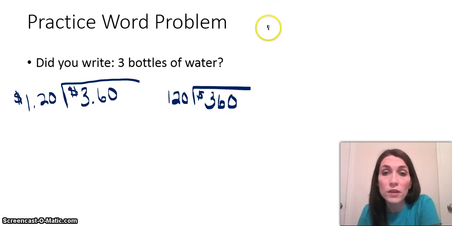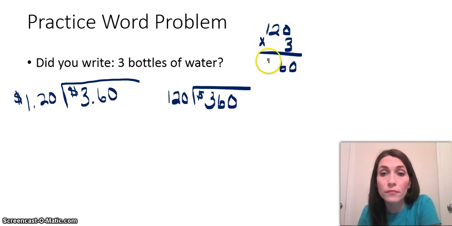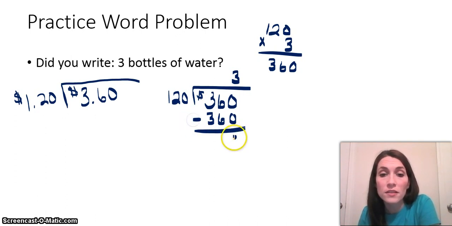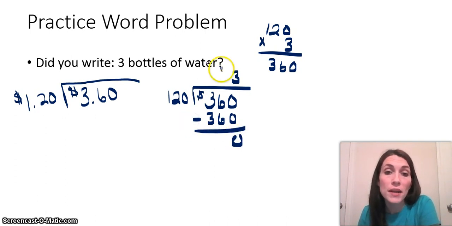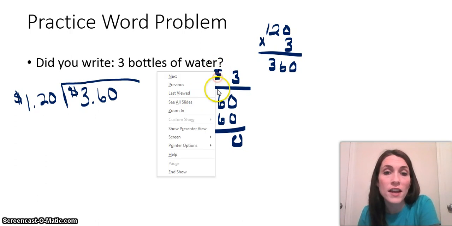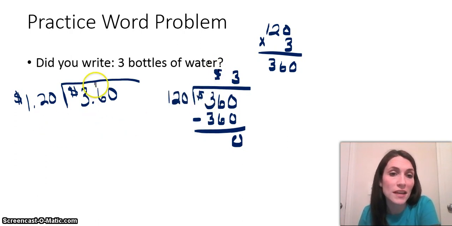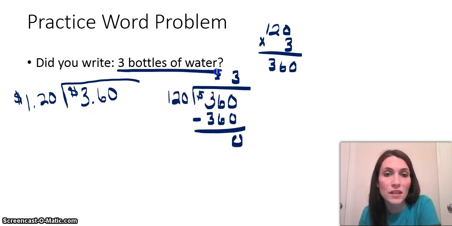Well, let's try 120 times 3. And that is what I needed. 120 times 3 gives me 360. Subtract, I have no remainder, but I do need to make sure that, oh, I don't need to have that right there. I just have 3 bottles of water as my answer. I tried to make that into money and I didn't need to do that.